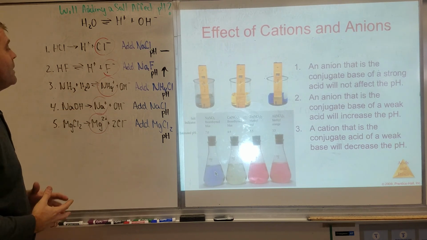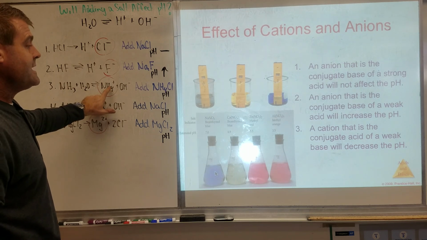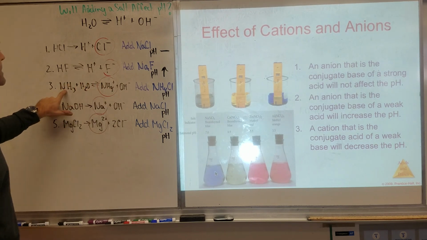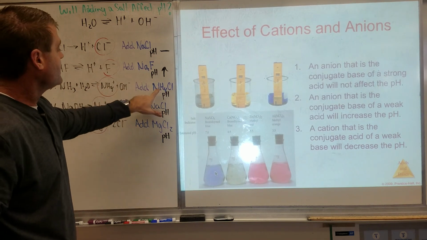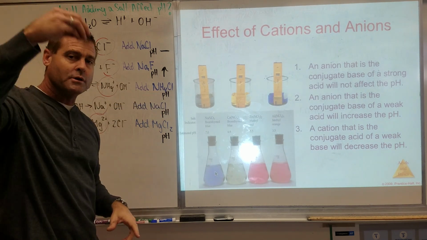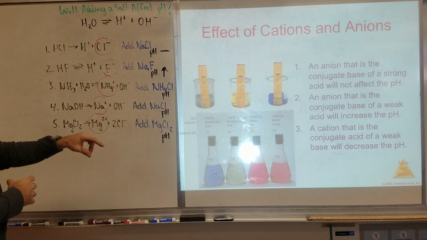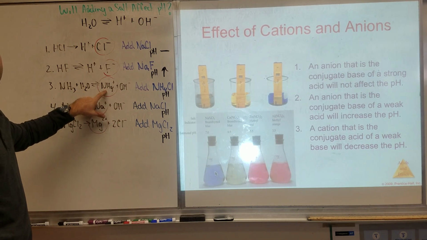Okay. So now, this is what we're talking about when we say the cation that is the conjugate acid of the weak base. That's what this is. So let's say I have a salt, like ammonium chloride. I put ammonium chloride in a solution. Will it have an effect on the pH? So what I do is, I look at the cation. What could the cation potentially interact with?